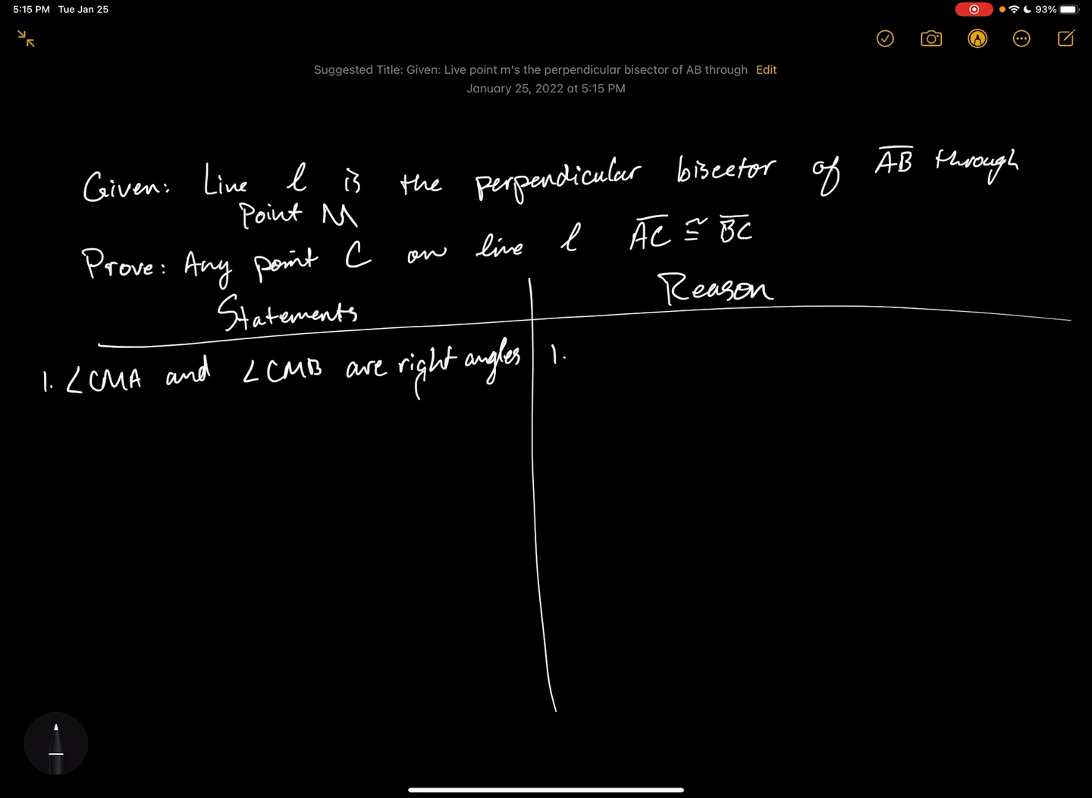Now, how can we say that? So that's our statement, but why can we say that? And this is the idea of the definition of what it means to be perpendicular. We know that line L is the perpendicular bisector. So what we can say is those are right angles because that's the definition of being perpendicular.